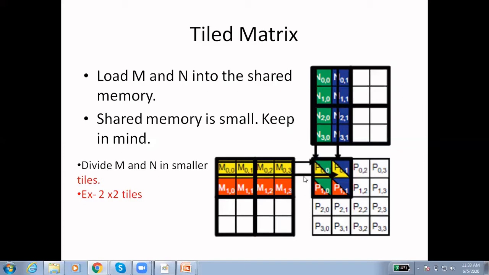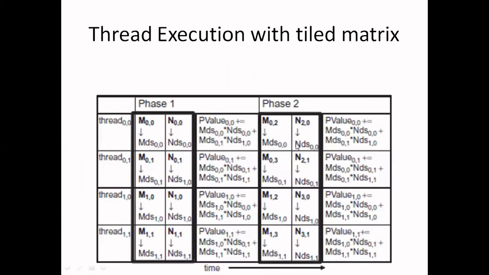Now, in the next slide, I will tell you. This is the schedule. You can see thread 00, thread 01, thread 10, thread 11. What they need is 00 and 00. Also, in the next phase, they will need 02 and 20. So for now, we are getting these data. We can take these data together. I should say this is the first tile.